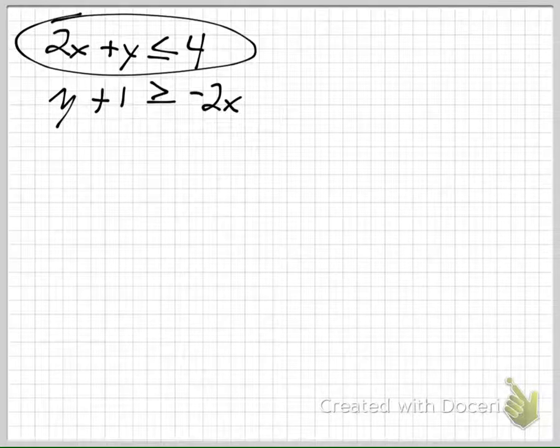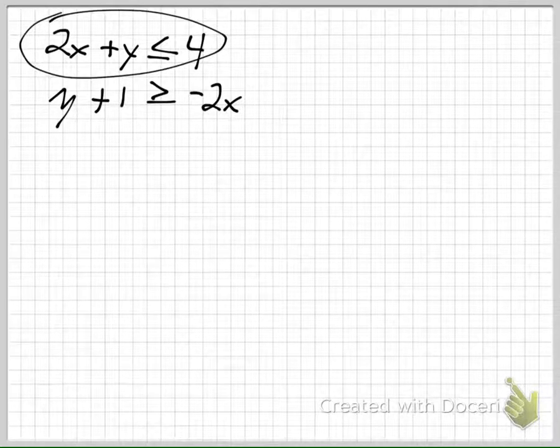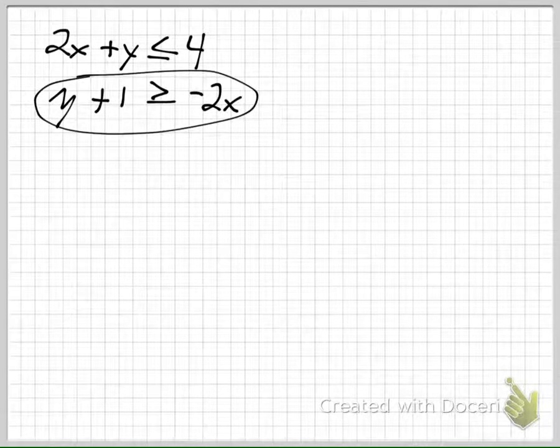What is that thing? A line. It's half the deal, right? It's an equation. If this was an equal sign right here, then it would be a line, right? So you're going to graph this like it was a line. Is it going to be solid or dotted? Solid. And this one here is also a line.